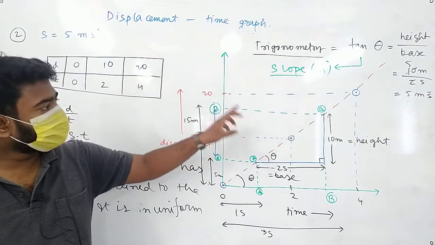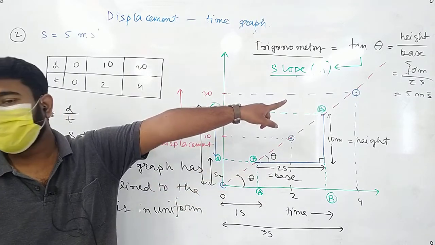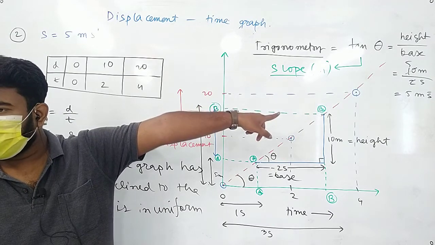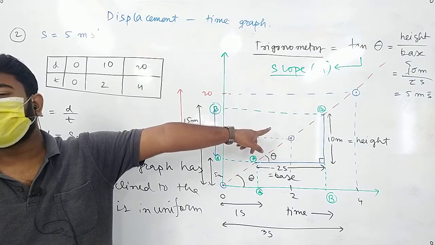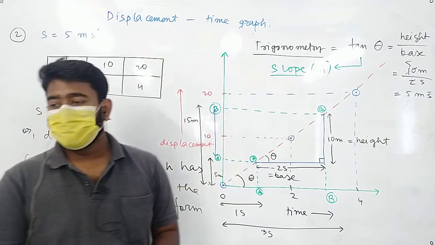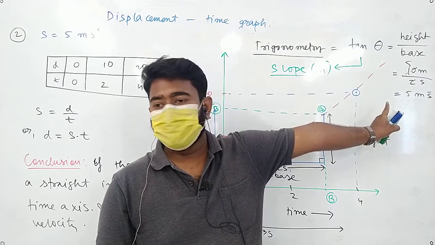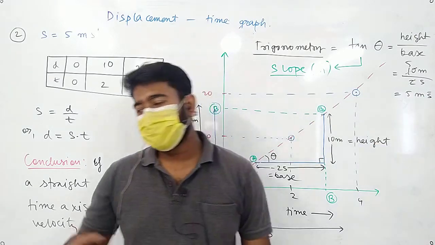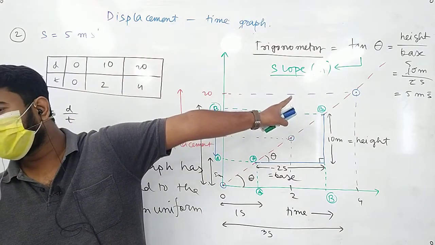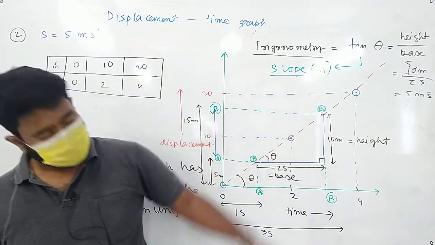So tan theta is slope. Can we say the slope of the displacement time graph gives us velocity? Is the idea clear? So what does the slope of the displacement time graph give us? Velocity. All of you louder. Slope of the displacement time graph? Velocity. Very good.